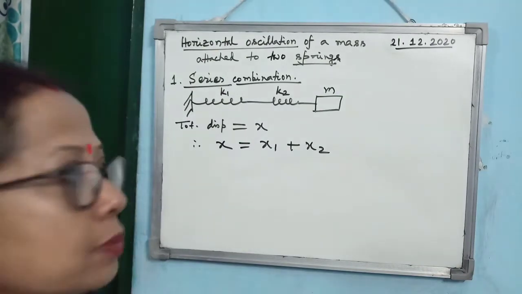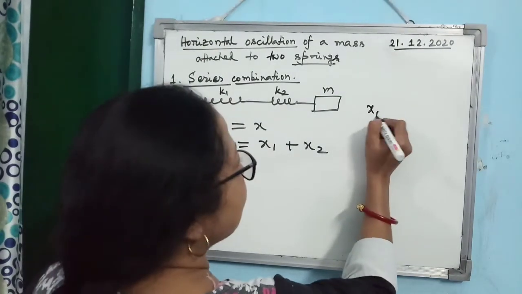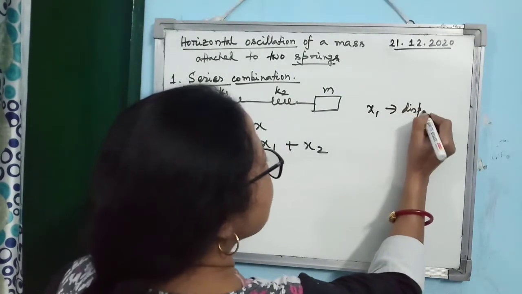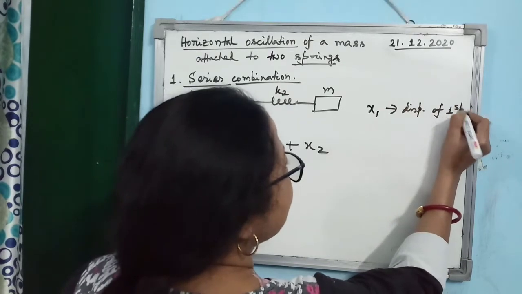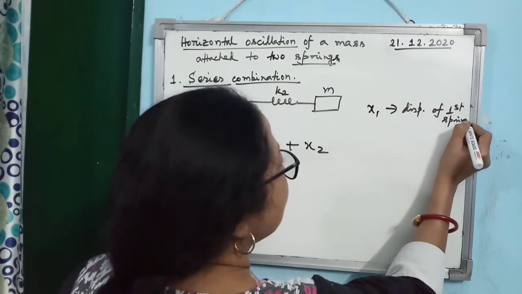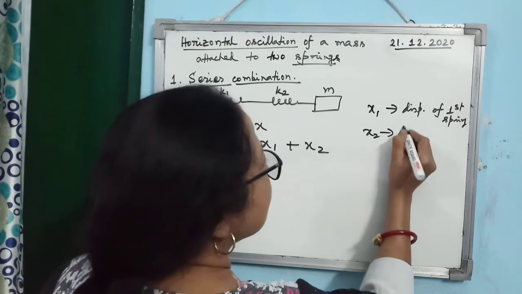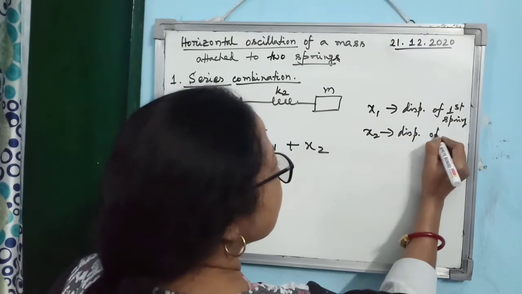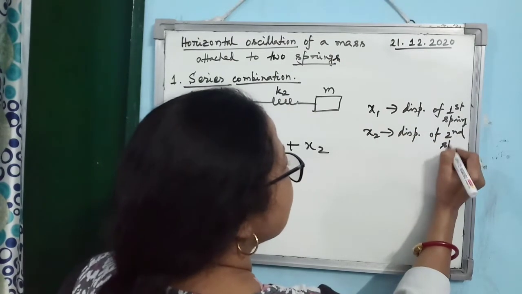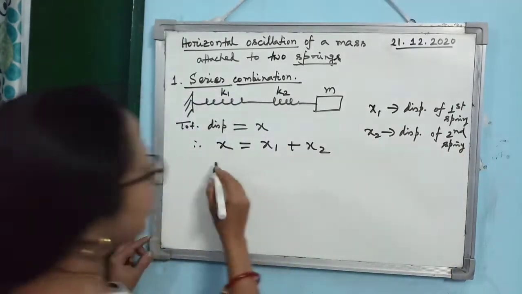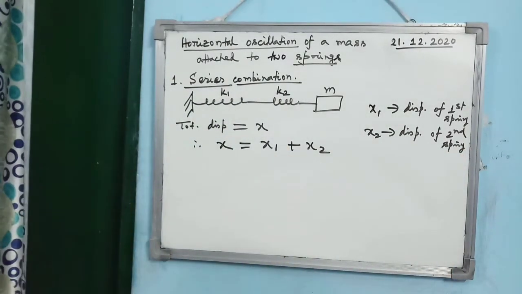x1 is the displacement of the first spring, and x2 is the displacement of the second spring. Alright. So you see what will happen. The total displacement, one can write it as x1 plus x2.